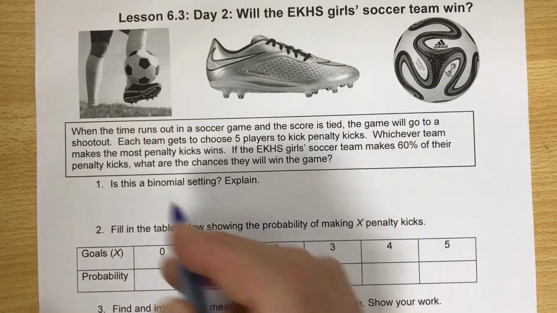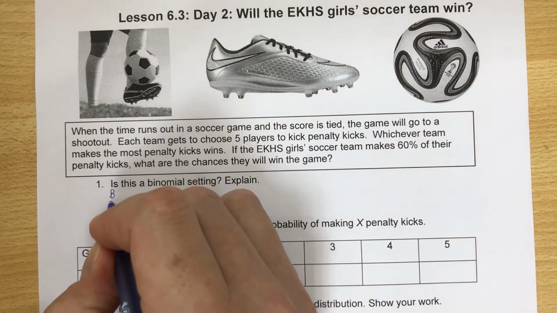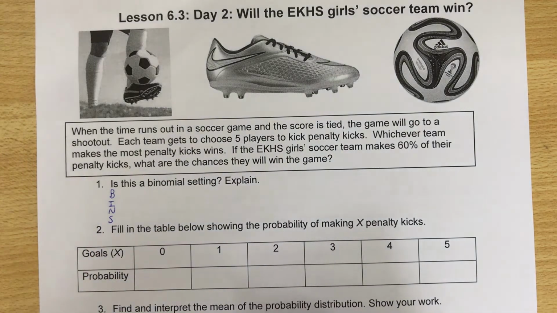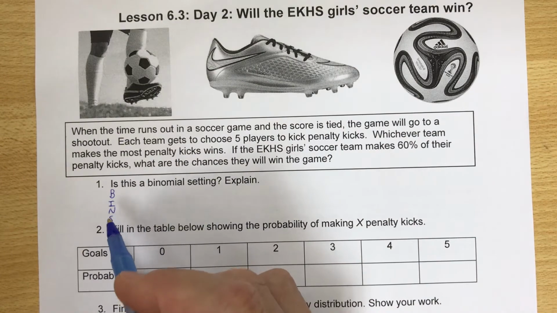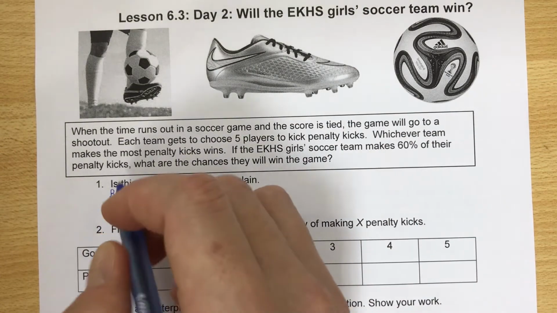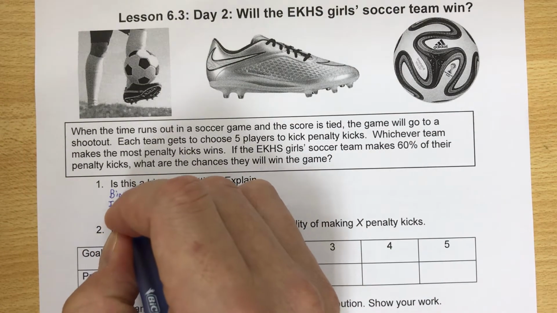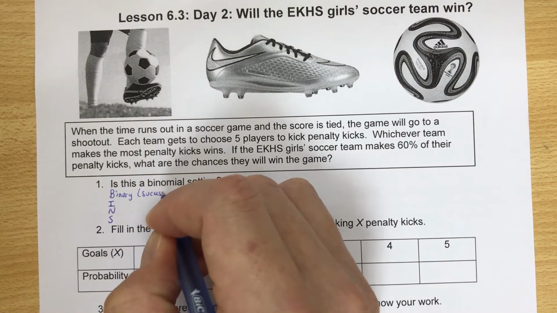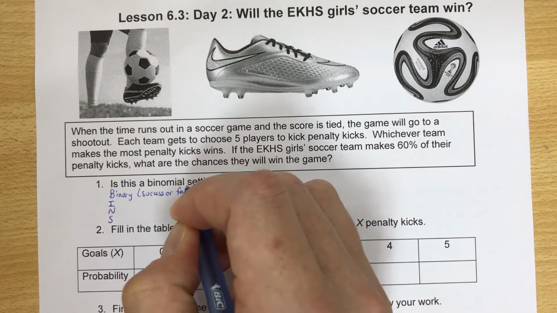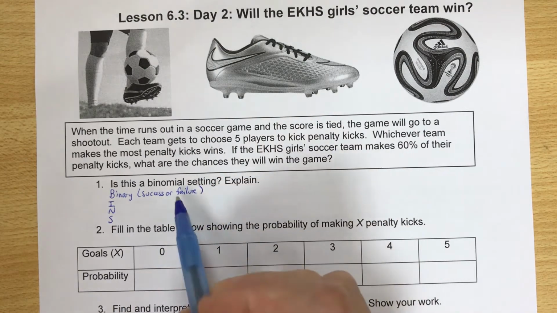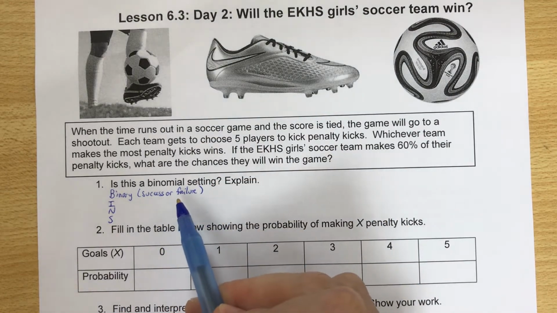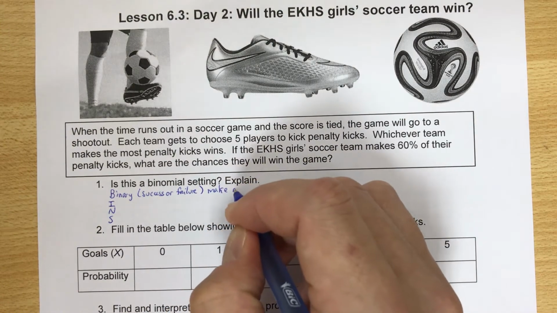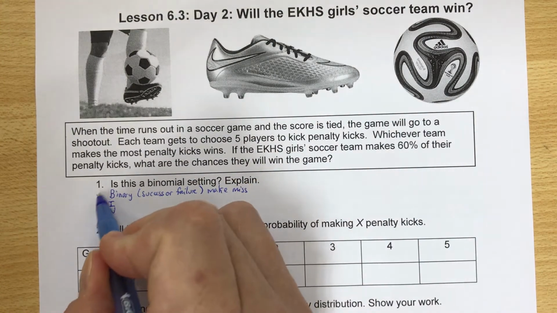Now the first question, number one, is this a binomial setting? Explain. Well, we have a way of checking for binomial. We ask ourselves some questions, and we have to check what we call the BINS. The first letter, the B, stands for, is this binary? Which means, is it success or failure? Are there only 2 options that can occur? And the answer to this is yes, because you can make your penalty kick or you can miss it. So we're going to say, check.